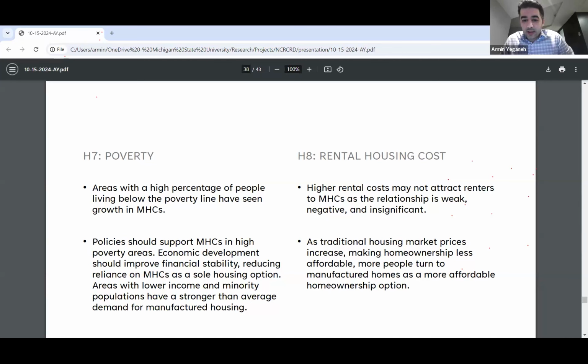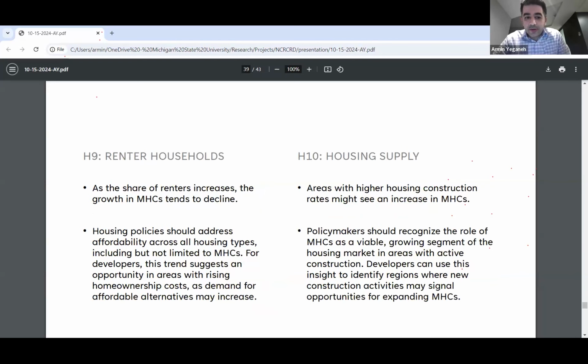In terms of rental cost, it looks like as traditional housing market prices increase, making home ownership less affordable, more people turn to manufactured homes as a more affordable home ownership option. And as the share of renters increases, the growth in manufactured housing communities tends to decline. It looks like people who are seeking ownership use manufactured housing as a vehicle to grow and build equity and become a homeowner. So therefore, it's important for housing policy to address affordability across all housing types, not just limited to manufactured housing communities. And for developers, our findings suggest that there are opportunities in areas with rising homeownership cost as demand for affordable alternatives may increase.